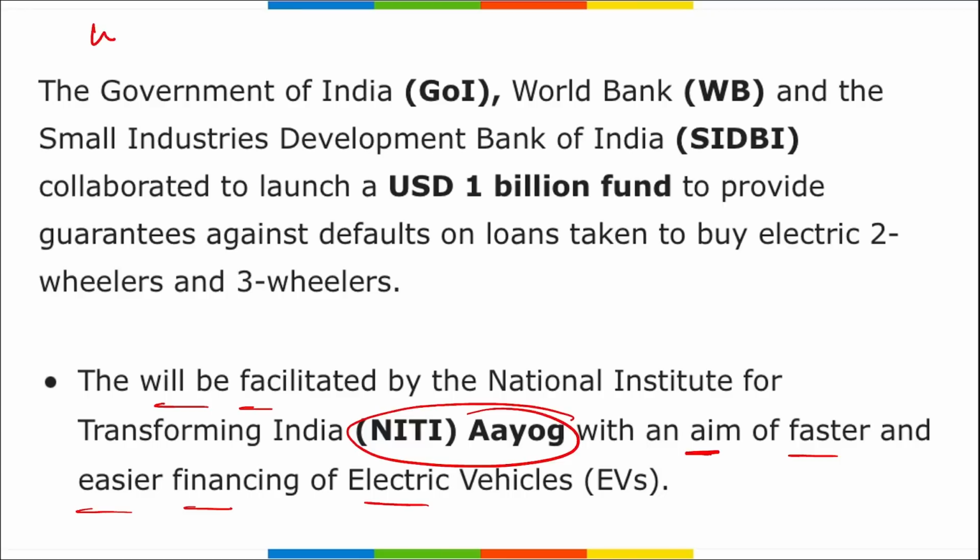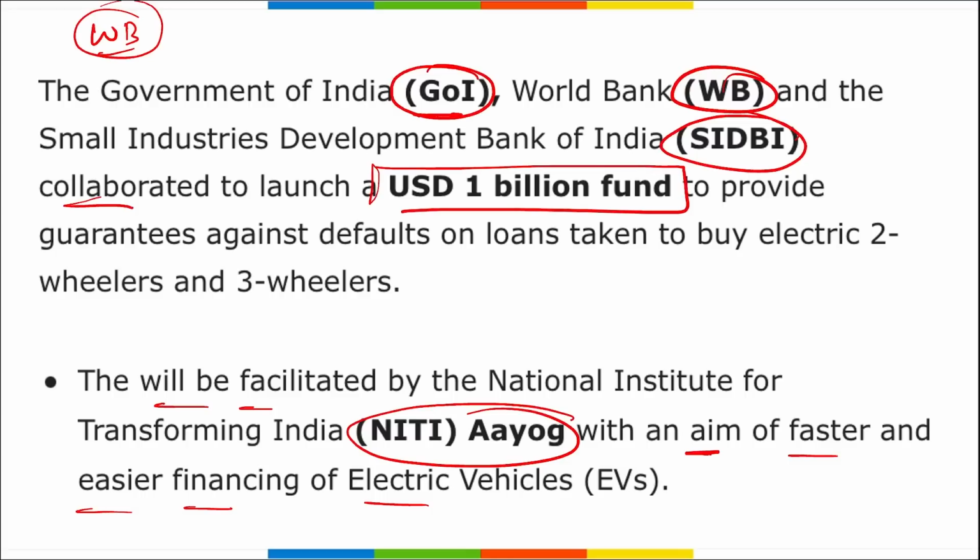Also, remember it was three organizations: Government of India, World Bank, and SIDBI. They launched a $1 billion fund to provide these guarantees against the defaults. So coming back, if we talk about World Bank, where is the headquarter? Washington DC. David Malpass is the president, and there are 189 member countries here.